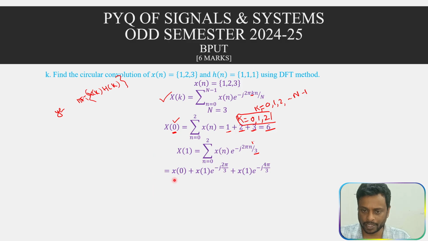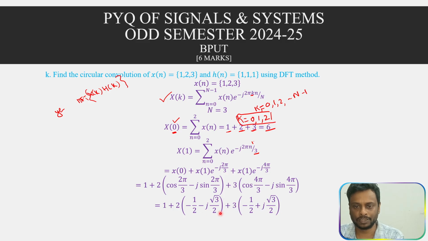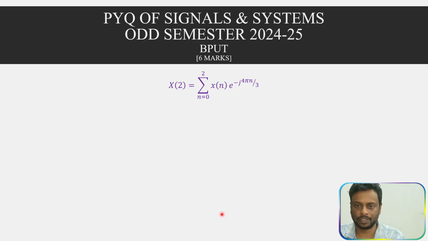Put the n value here as 0, so e to the 0 will be 1. For n equal to 1, e to the j 2 pi by 3. Here the n value is 2. Then you can put Euler's formula, cos theta minus j sin theta, and calculate this value, such as cos 4 pi by 3 and sin pi by 3. Then put this value in, and this is our x of 1. Similarly, find out x of 2.